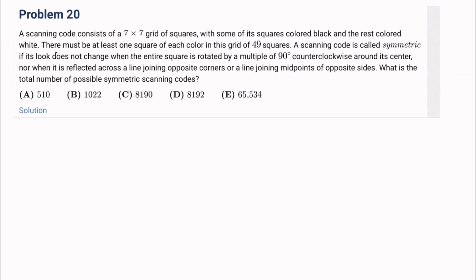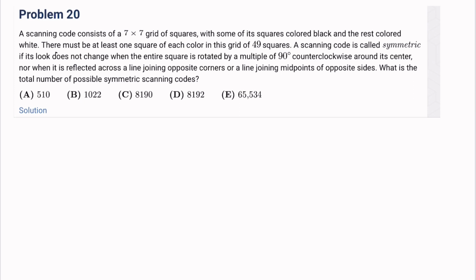Number 20. A scanning code consists of a 7x7 grid of squares with some of its squares colored black and the rest colored white. There must be at least one square of each color in this grid of 49 squares. A scanning code is called symmetric if its look does not change when the entire square is rotated by a multiple of 90 degrees clockwise around its center, nor when it is reflected across a line joining opposite corners, or a line joining midpoints of opposite sides. What is the total number of possible symmetric scanning codes?